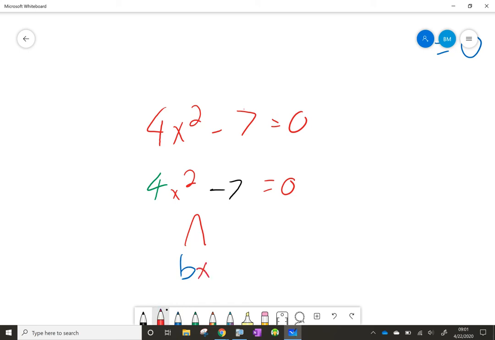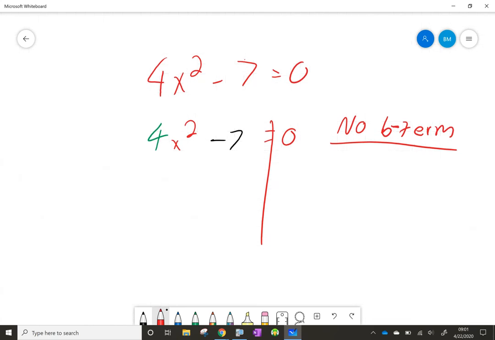And that's fine. If you're missing a term like that, you don't have to use a quadratic formula. If you have a quadratic like this where you're missing the b term, no b term, just solve it the old-fashioned way. It's pretty simple. We can just try to solve for x. So you would add 7 to cancel out the 7, move it over. This will leave you 4x squared equal to 7.